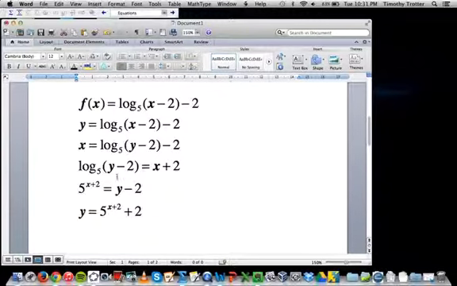Again, log is an exponent. So the exponent of 5 that gives us y minus 2 is this. So I can write 5 to the x plus 2 is equal to y minus 2.